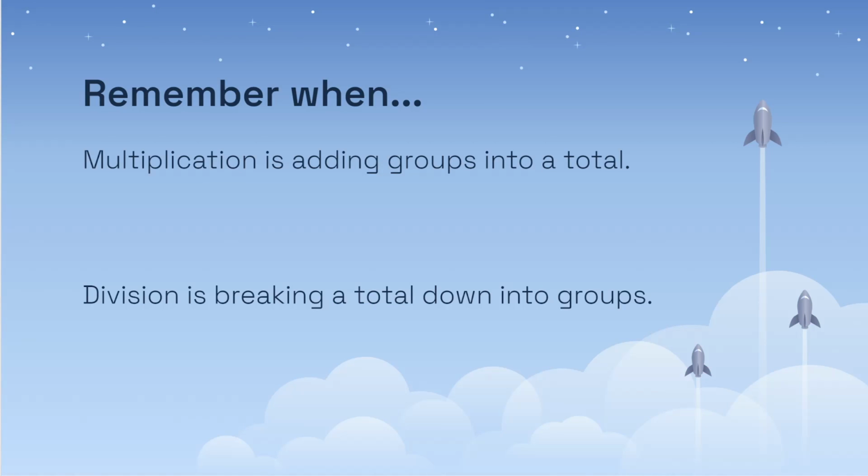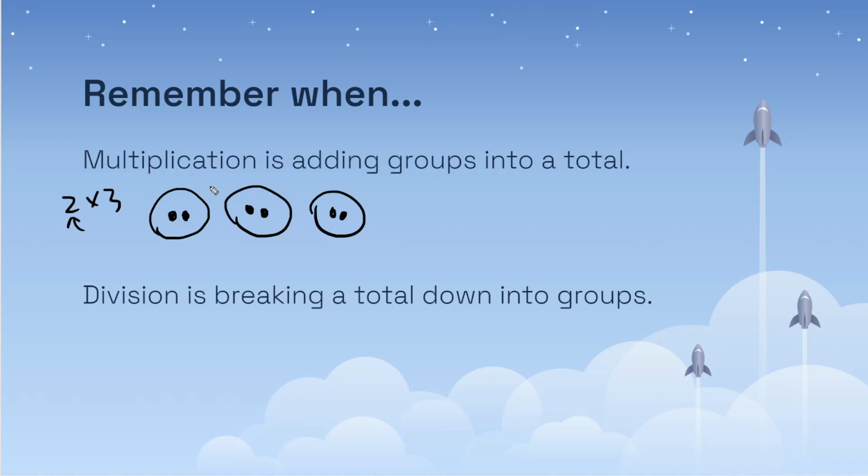I want to recall multiplication and division really quickly. Multiplication is adding groups into a total. So remember that if we have like 2 times 3, what we're talking about is we have groups of 2. So let's say we have 2 Oreo cookies. And how many groups of 2 Oreo cookies do we have? We have 3 of them. We have 3 of these 2 Oreo cookies. And that's what multiplication is. It's taking a certain number of groups, and then finding the total.